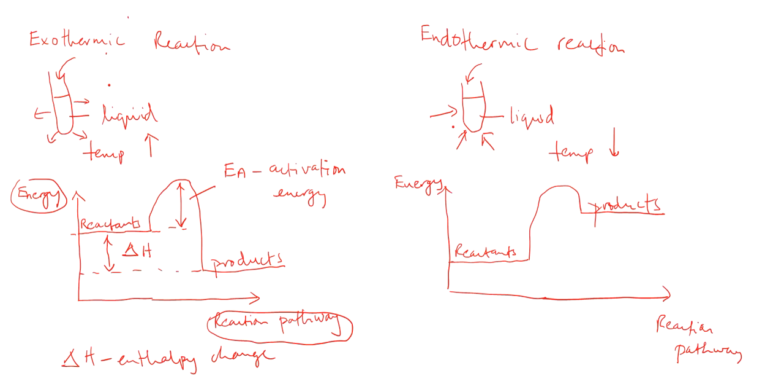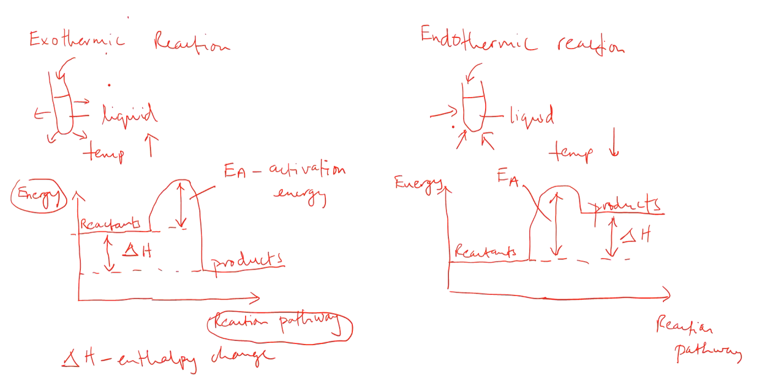Right, now you need to label your activation energy. Activation energy is always the difference between the reactants and the highest point in your graph. So this here is your activation energy, which is EA, right? And the difference between the reactants and products is what we call delta H, or the enthalpy change.